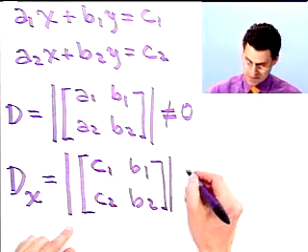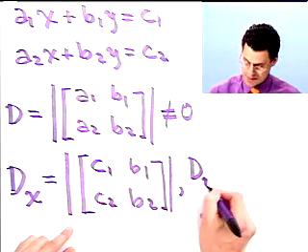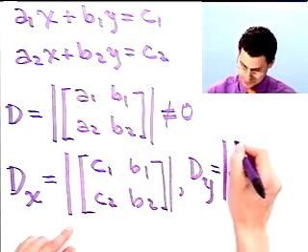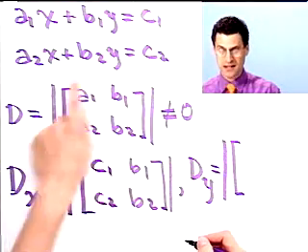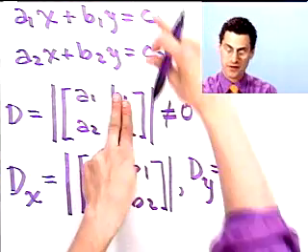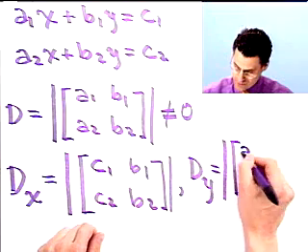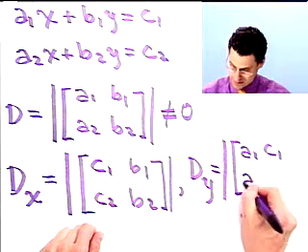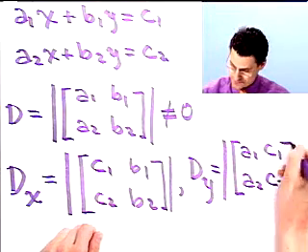And then the last thing I'm going to find is going to be D sub y, and I bet you can figure out what that is. It's the analogous thing. I go back to here, but in place of the y column, I put these in. So I have a1, c1, a2, c2.